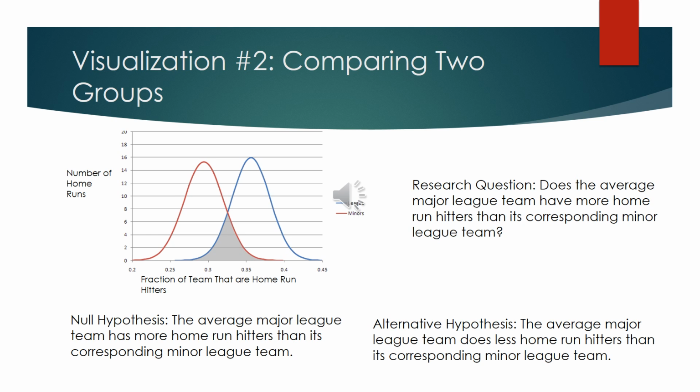Looking at the graph, we can see that the number of home runs hit by the major league team, which is in blue, is probably right at 16, whereas the number of home runs hit by the minor league team is slightly less. So, looking at the mean curve, blue being major league, red being minor league, we can see that there are more home runs being hit by the major league team with a higher number of hitters.